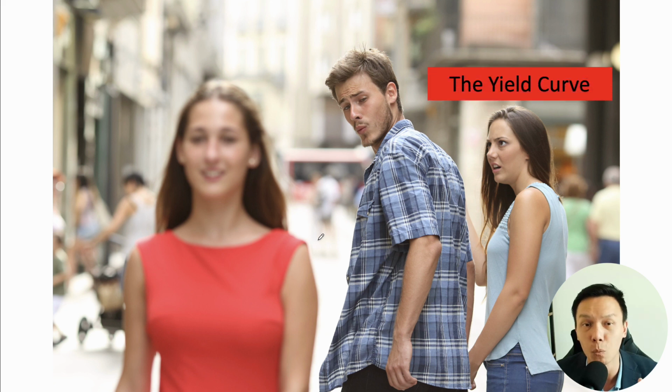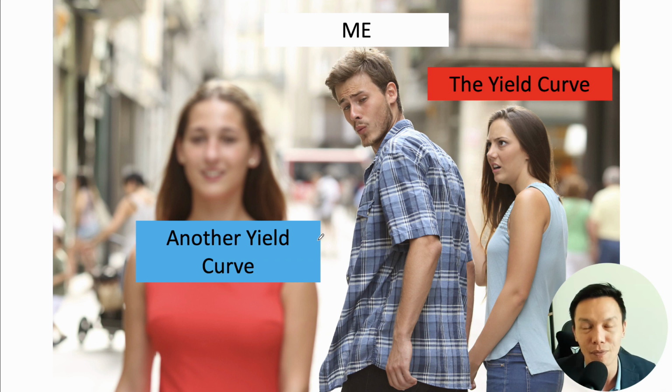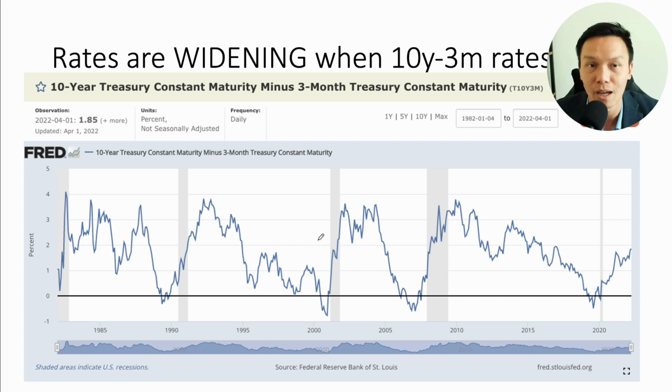Now, as everybody looks at the inversion, the important thing is this. While they are looking at one particular yield curve, I am looking at another yield curve. What is this other yield curve? It is if you don't compare the 10-year to the 2-year bond yield, but instead compare it to the 3-month bond yield, it looks very different. You can see over here the spread is actually widening when you compare the 10-year yield with the 3-month yield. In fact, it has been increasing ever since the COVID crisis in 2020.